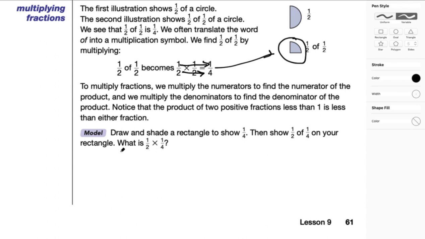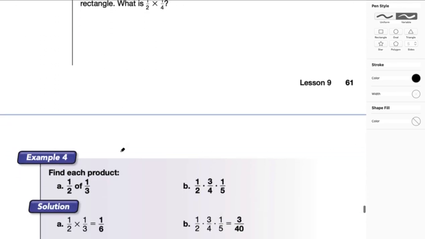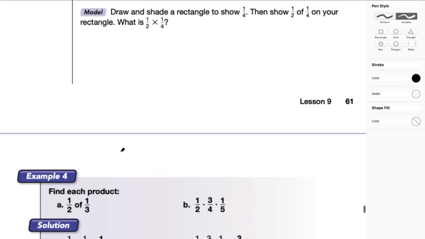All right, so what I'd like us to do is to try some of these problems here in example 4. It says find each product. So 1/2 of 1/3.